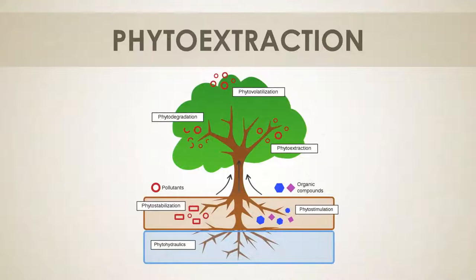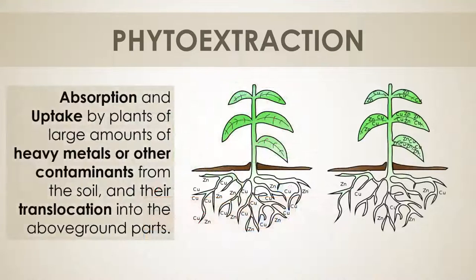So, phytoextraction, what does this refer to? Well, this is the absorption and uptake by plants of large amounts of heavy metals and other contaminants from the soil and their translocation into the above ground parts of the plant. Now, this is going to be more applicable to inorganic contaminants like heavy metals. You know, previously we were talking about degrading contaminants. Those are going to be for the organic contaminants where you have more than one element put together into a molecule, right? But when it comes to zinc, aluminum, lead, you can't break these down any further.